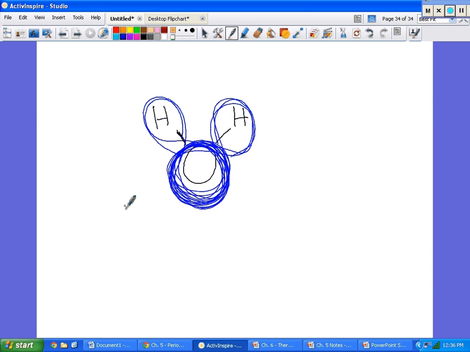Now, here's the deal. Do you agree that there are two different bonds in this one molecule? Okay? Do you agree that this hydrogen is going to be partially positive? Why? Because the electrons are going away from it, right? What about this hydrogen? Also partially positive. What about this oxygen? Not fully. It's still partially negative.